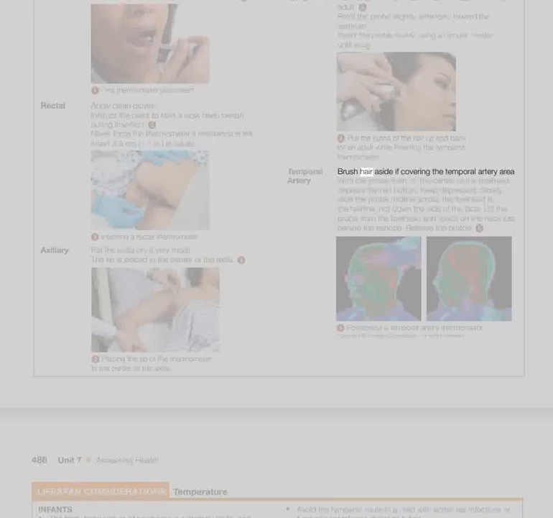Temporal artery: brush hair aside if covering the temporal artery area. With the probe flush on the center of the forehead, depress the red button, keep depressed. Slowly slide the probe midline across the forehead to the hairline, not down the side of the face. Lift the probe from the forehead and touch on the neck just behind the earlobe. Release the button.